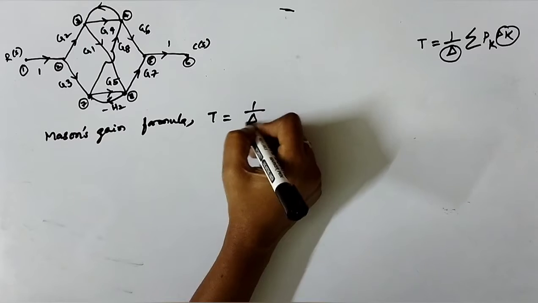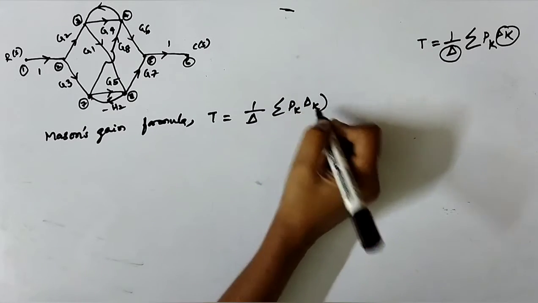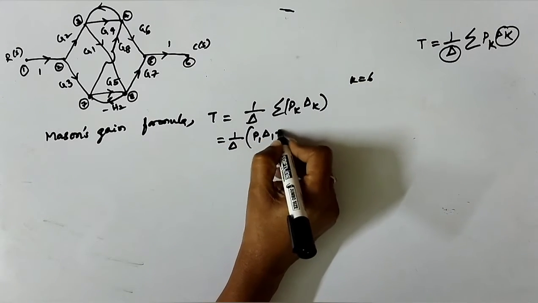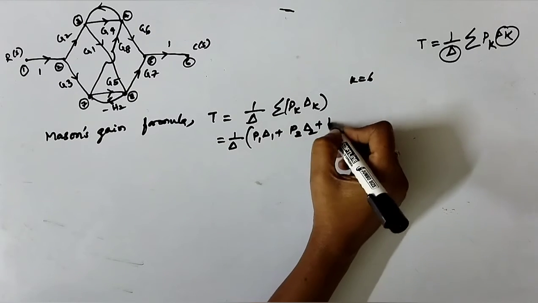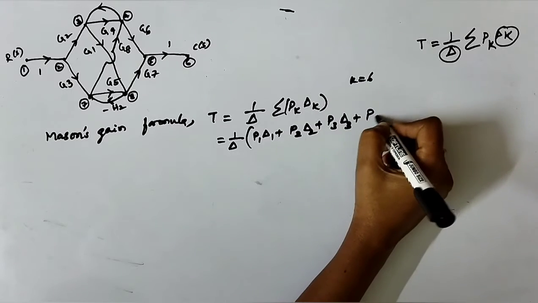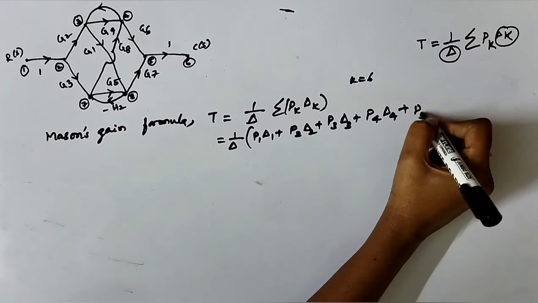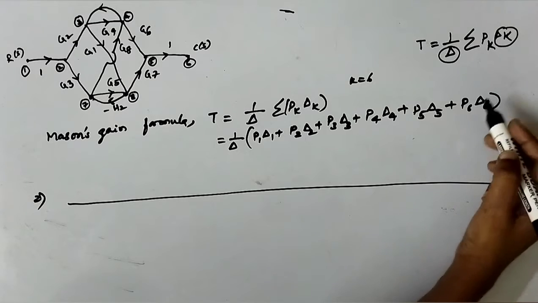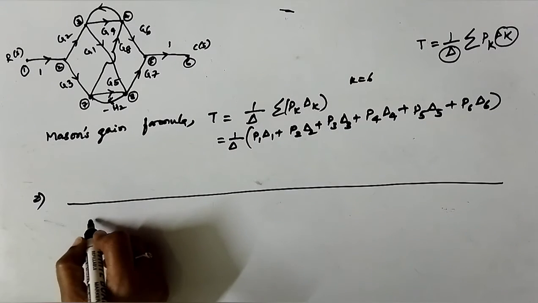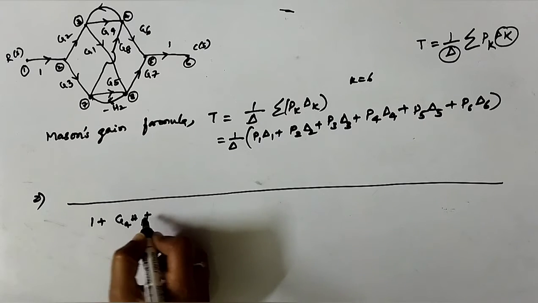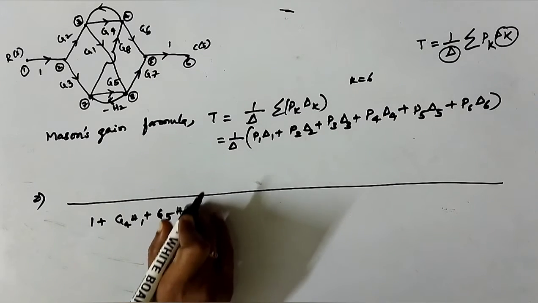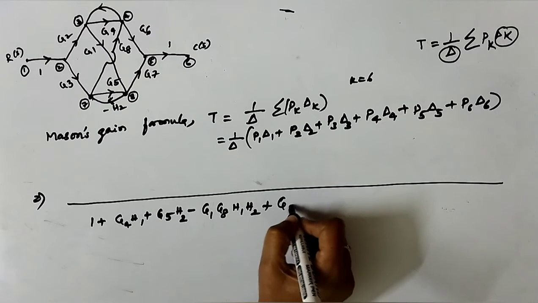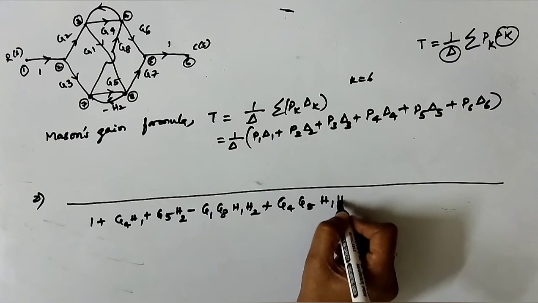Overall gain equals 1 by delta, sigma Pk delta k. 1 by delta, as the count is 6, so P1 delta 1 plus P2 delta 2 plus P3 delta 3 plus P4 delta 4 plus P5 delta 5 plus P6 delta 6. We'll substitute all the calculated data and find the transfer function. So delta would be 1 plus G4 H1 plus G5 H2 minus G1 G8 H1 H2 plus G4 G5 H1 H2.